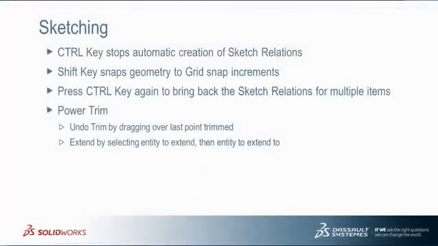So let's pause a moment and review what we saw in regards to sketching. First, 2 hotkeys to use while sketching geometry. Control temporarily stops SolidWorks from adding sketch relations, and Shift snaps the size of geometry to our grid snap increments. Then, we saw we can add multiple sketch relationships using the pop-up by simply repressing the Control key. And finally, we looked at Power Trim and its ability to undo trim and extend.